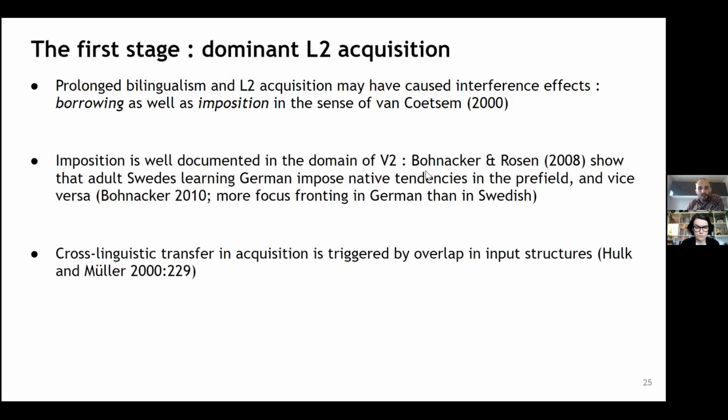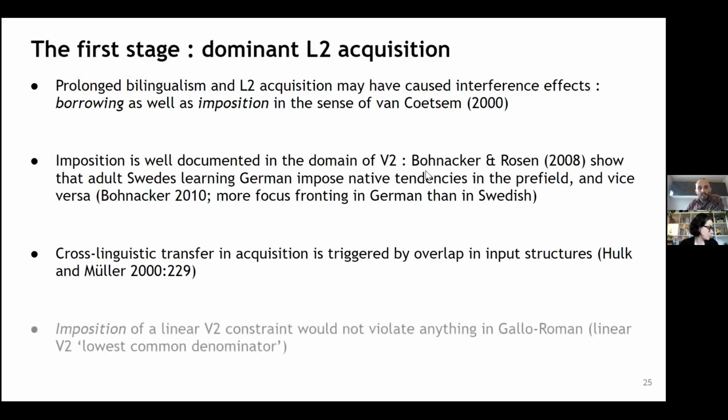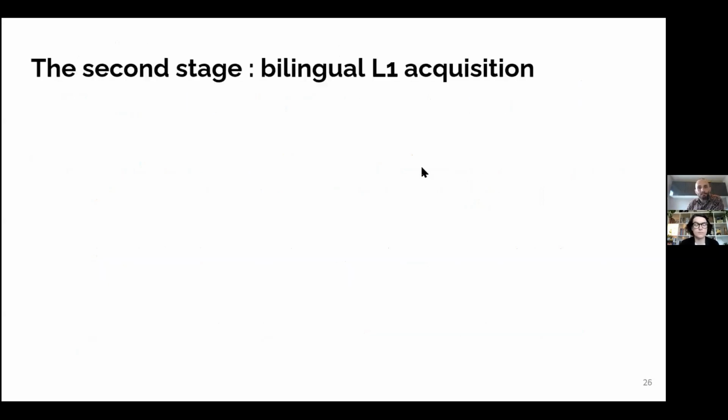We also know that cross-linguistic transfer in acquisition is triggered by overlap in input structures, which fits nicely with this story, because between the two languages, imposition of a linear V2 constraint would be simply the lowest common denominator and would not violate anything in early Gallo-Roman.